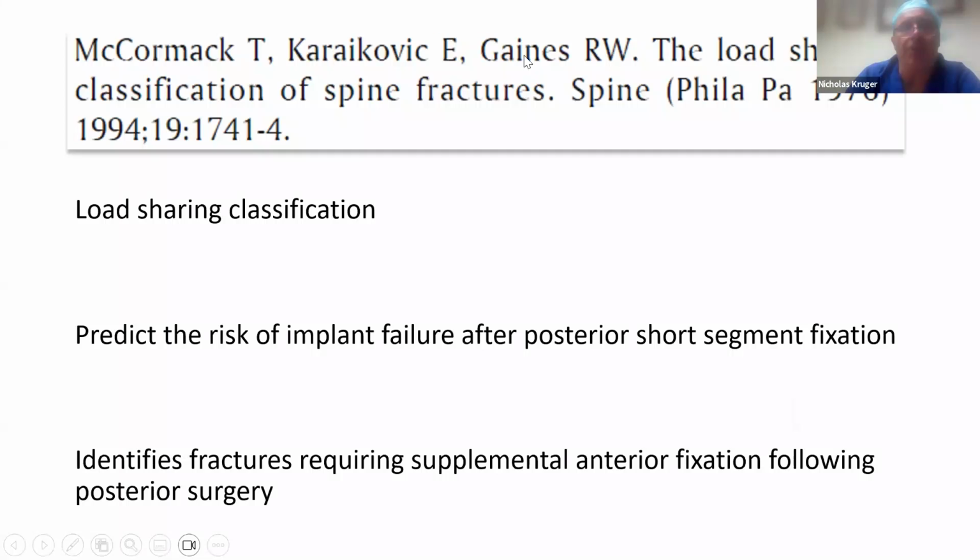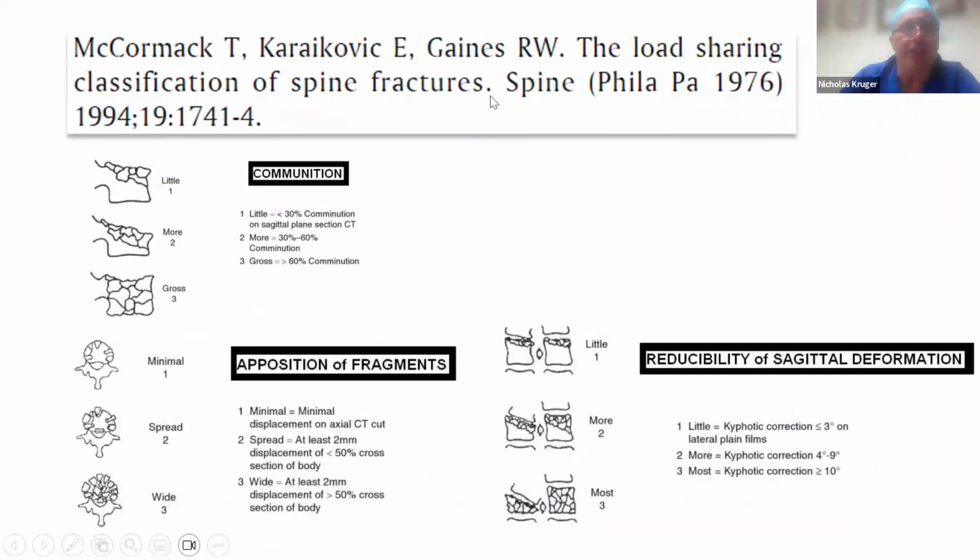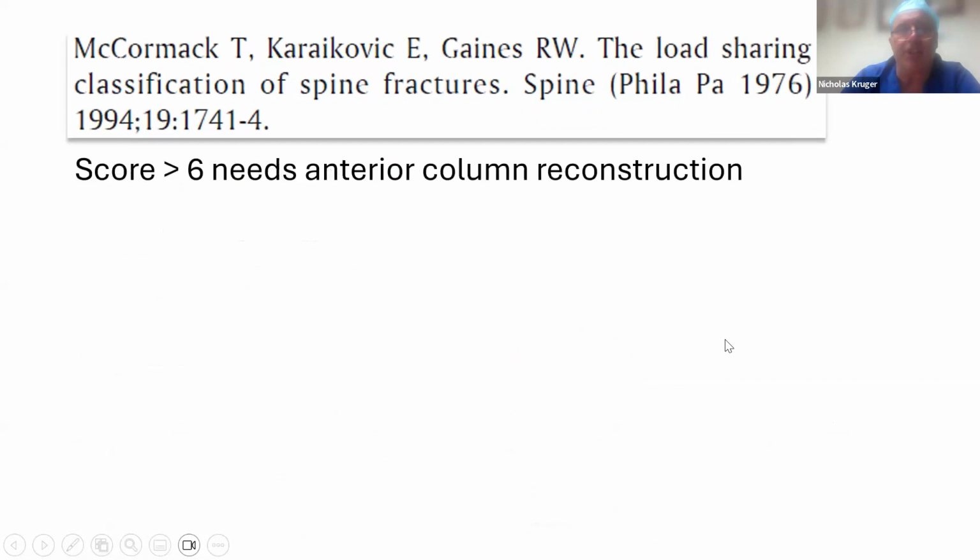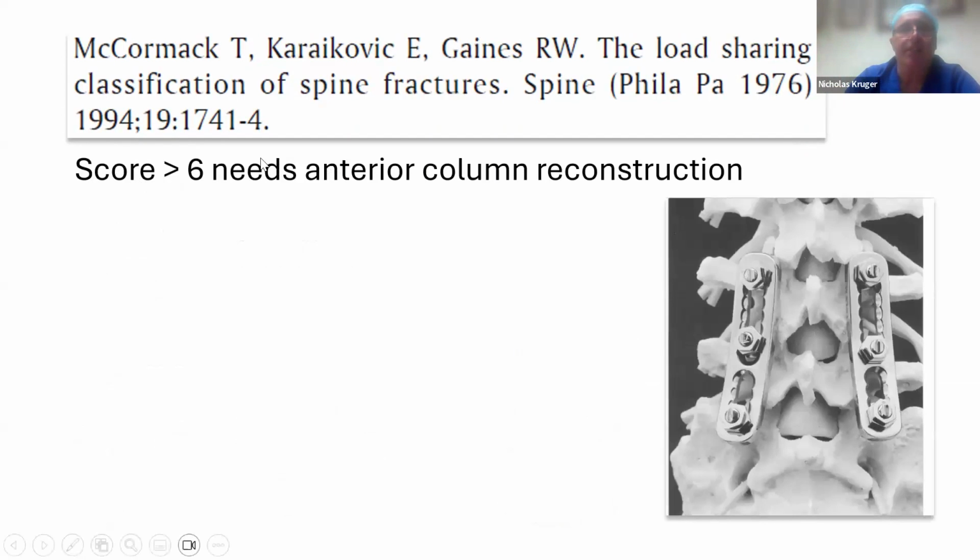Okay, so McCormack and Gaines looked at these fractures with short posterior segment fixation and said if you have too much comminution in the front, you will fail. So their classification looked at comminution, the fracture apposition, the sagittal deformation, and they gave you a score. And if you scored 7 out of 9, then your posterior fixation will fail. If you score 6, then you're unlikely to maintain correction with only posterior fixation. The problem is though, this classification is way back, 1994, and it is based on using these Steffee plates, which is a horrible system.